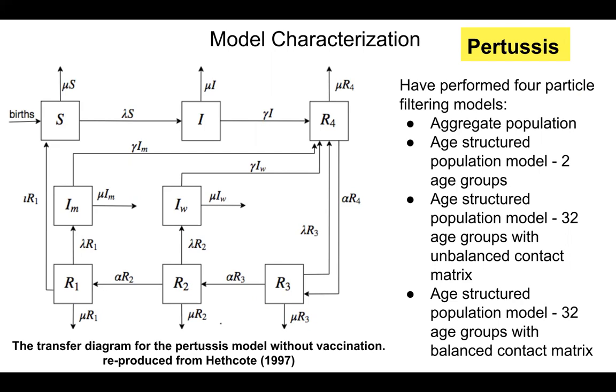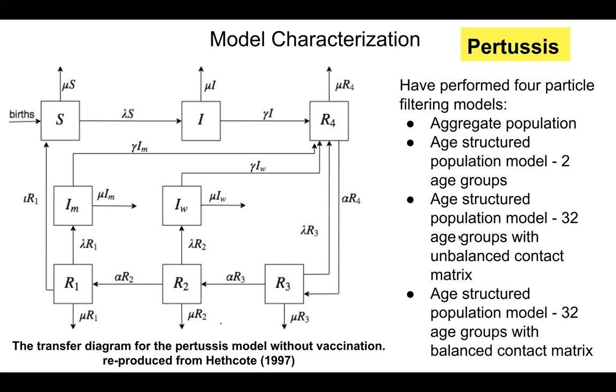I will only introduce the different parts of the pertussis particle filtering model compared with the measles particle filtering model. Here for the pertussis model, we have done four particle filtering models. Similar to the measles model, we have done the aggregate population model, and then an age stratified model by dividing the population into two age groups.